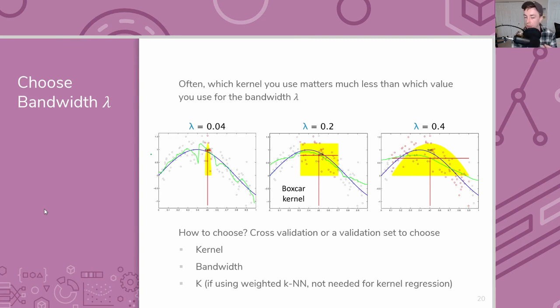You can use it to choose the kernel, you can use it to choose the bandwidth, and also if you're using weighted k nearest neighbors rather than just kernel regression, where you find the k closest points, you can also choose the right value of k there. So nothing surprising there, just cross-validation.